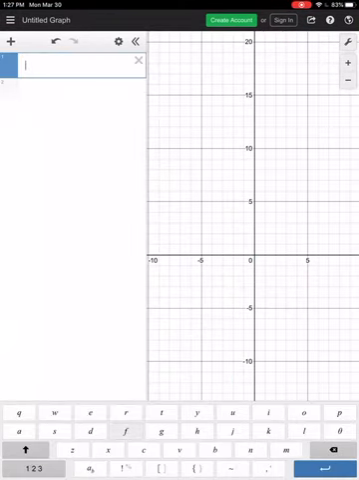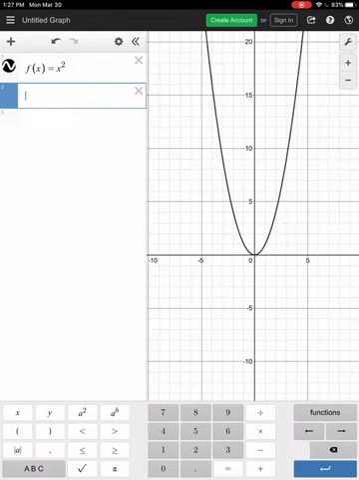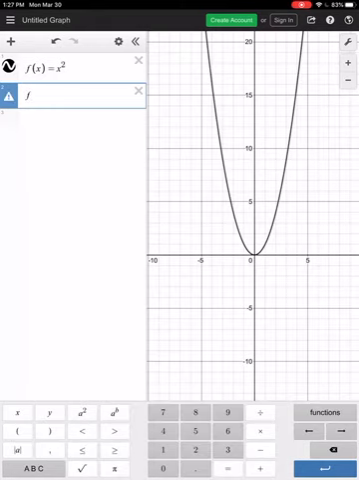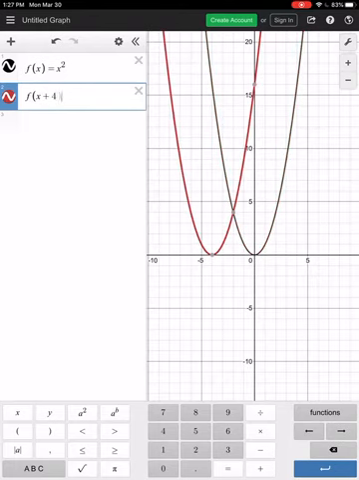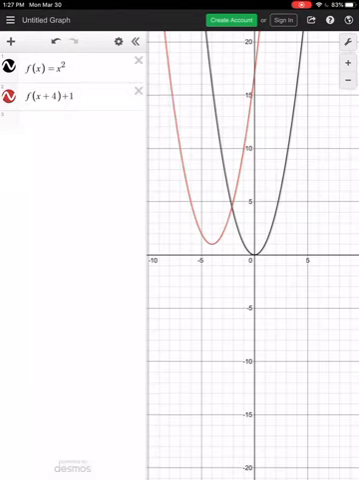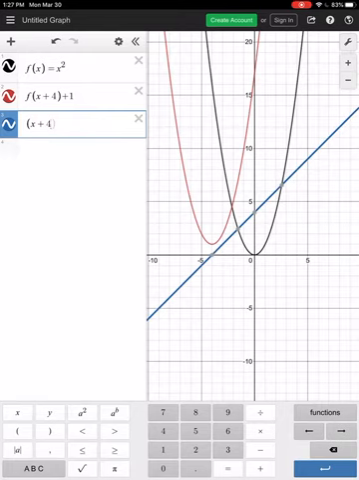So this is f(x), which is x squared. This is the parent function. And then I want to graph the translation, a new graph of f(x + 4) + 1. So that's x plus 4 plus 1, and it moves 4 units to the left and up 1. Or I could have just written it as (x + 4) squared.